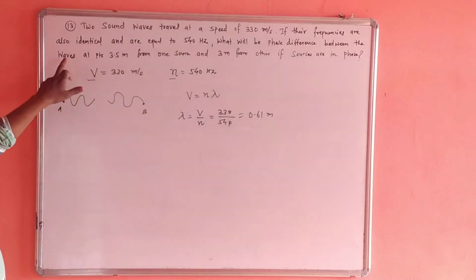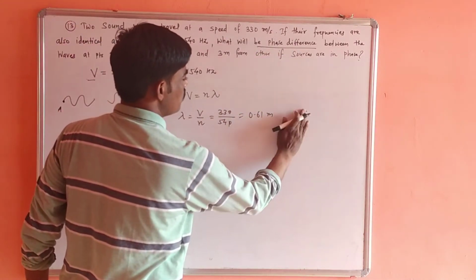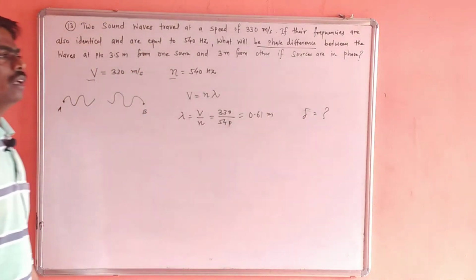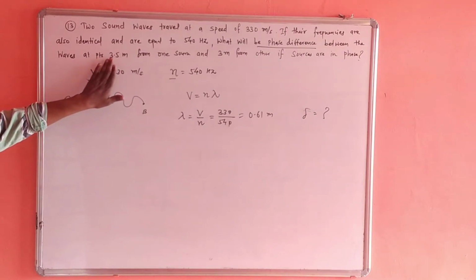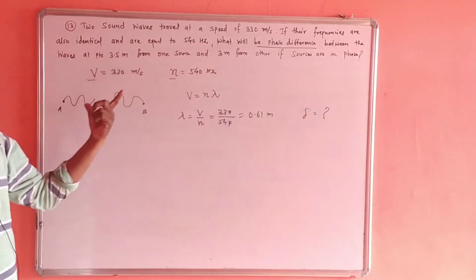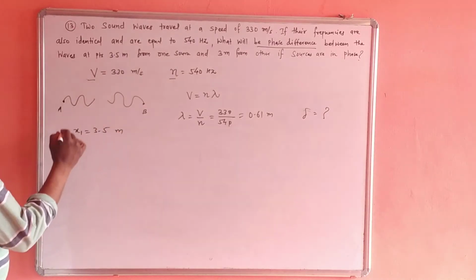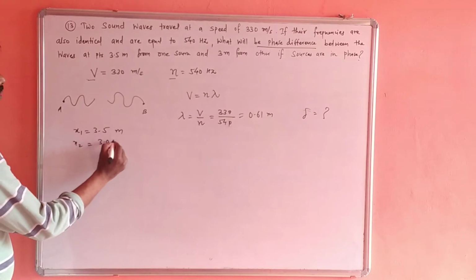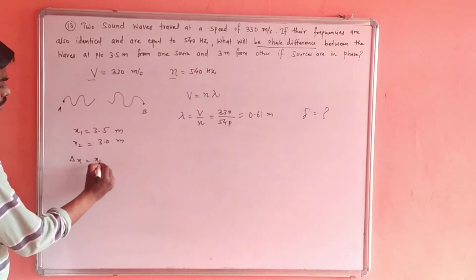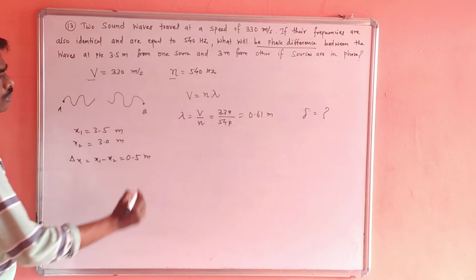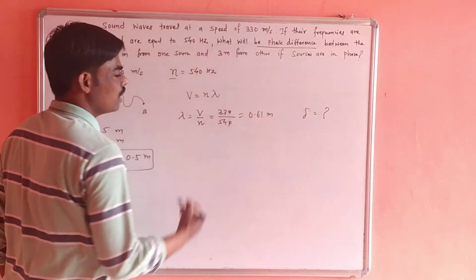Then we have to find out the phase difference. Phase difference is required. That means del is required. And for what condition is del required? There is a difference of path, 3.5 meter and 3 meter from both sources. So if the first distance is 3.5 meter from the first source and the second distance is 3 meter from the second source, the difference del x, x1 minus x2, it becomes 0.5 meter. So del x is given to you and we have to find out del.